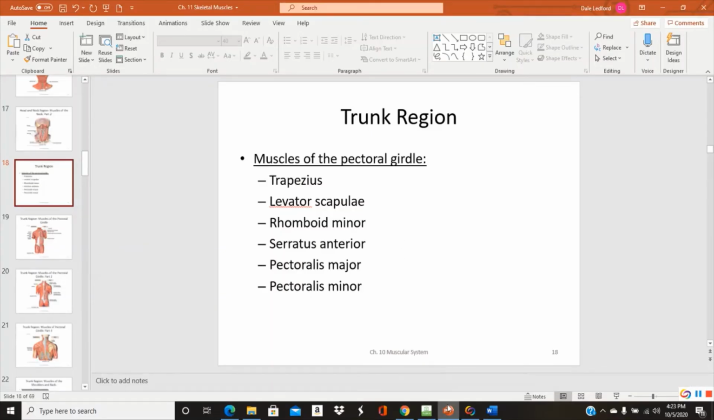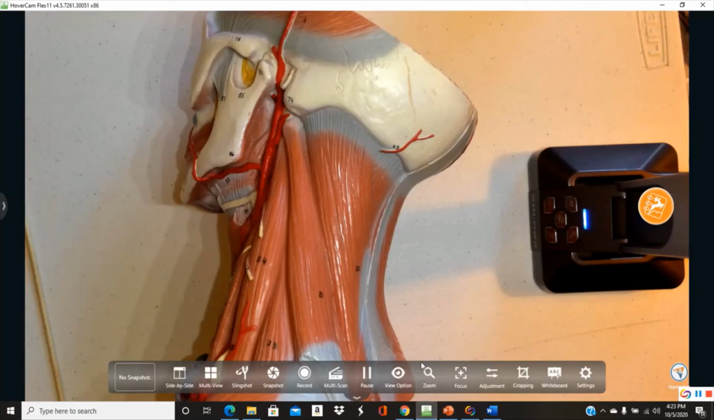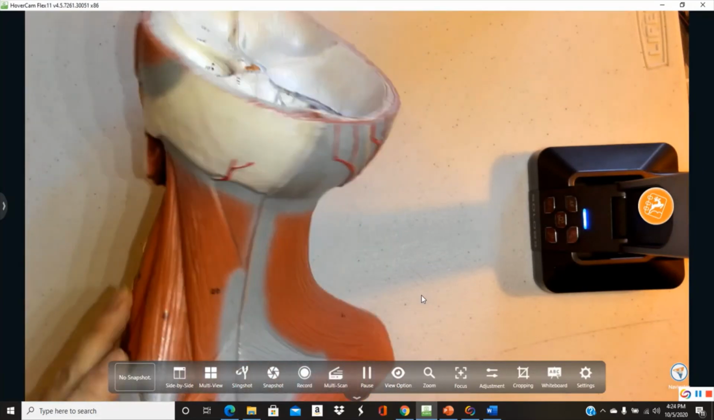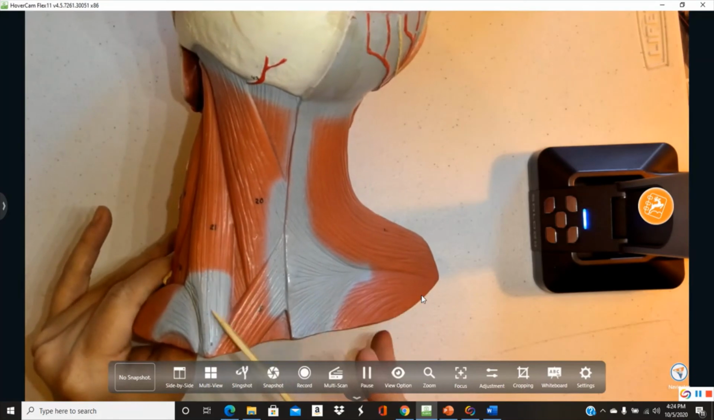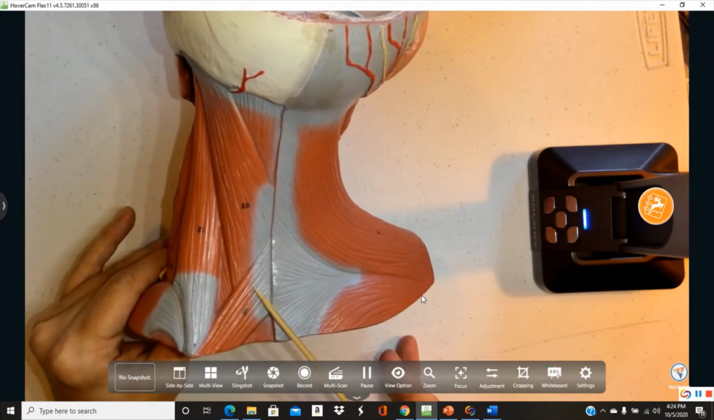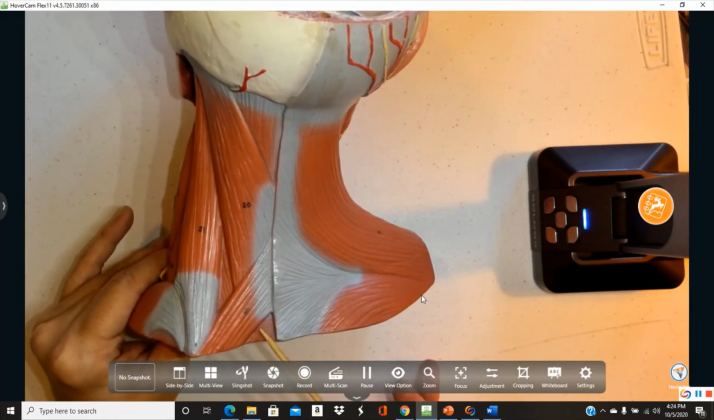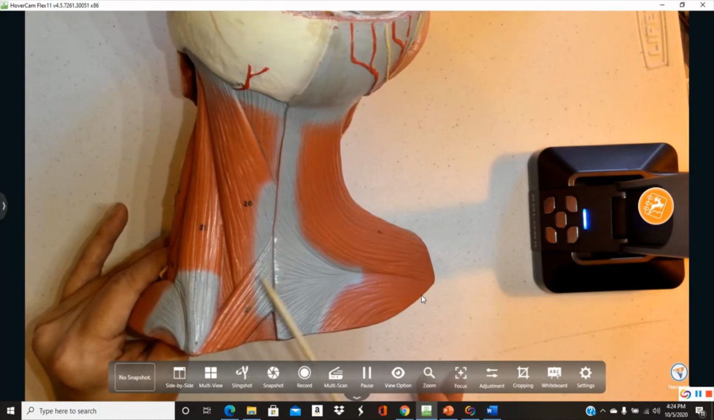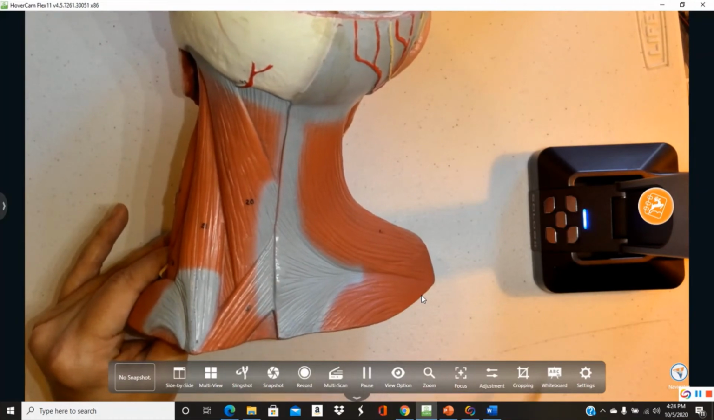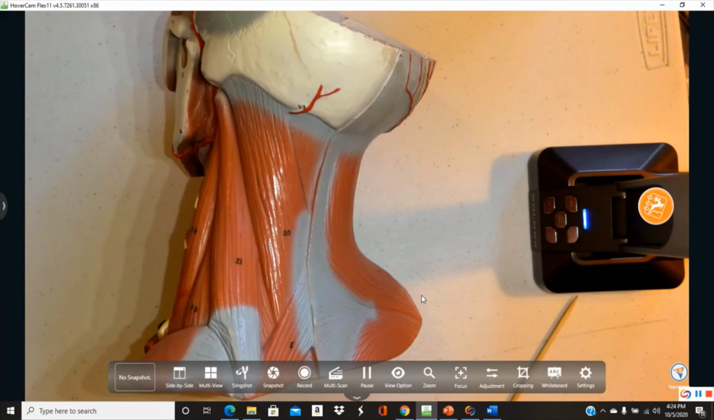Now, it is also going to be seen on this model here, rhomboid minor. Rhomboid minor is actually visible. So right here's levator scapulae. Come down here and find rhomboid minor. The major would be right under that. The rhomboids are found between the scapula's medial border and the vertebrae. Good muscles there that get sore and tense when you type, study, and things like that. When you're hunched over a computer, those are the muscles that tend to cause a lot of burn.